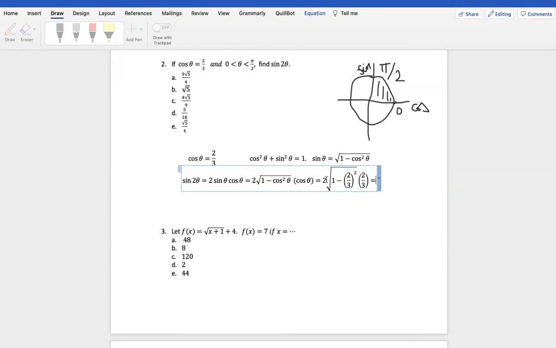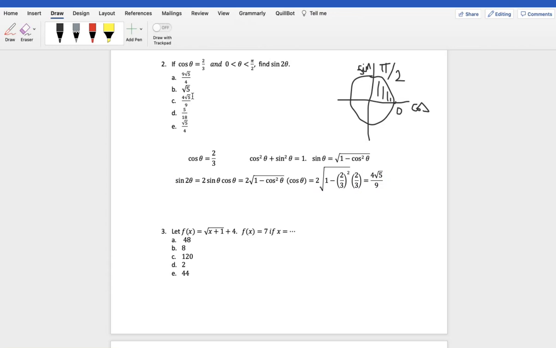And this will just become 2 multiplied by the square root of what? 1 minus 2/3 squared. 2/3 squared is just 4/9. So 1 minus 4/9, and that just gives you 5/9, right? Then the square root of that is just the square root of 5 divided by 3. And this is all multiplied by the 2/3, so this just becomes 4/9 multiplied by the square root of 5, which is, yeah, option C.